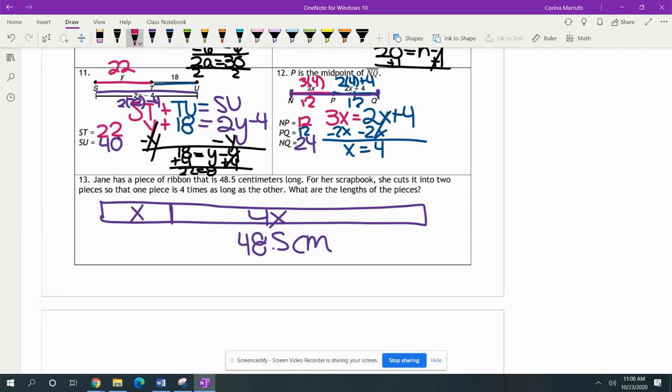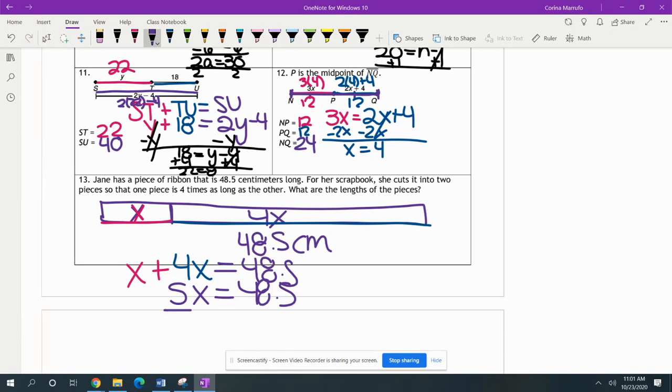So we're going to use our segment addition postulate. We have this section here, which is x, plus we have the other section here, which is 4x. It's 4 times as big as the other little piece, and it's equal to the whole thing, 48.5. We go ahead and add x plus 4x. That gives us 5x. Hold on, let me fix that. Sorry. 5x equals 48.5, and then our next step to solve for x is to divide by 5.